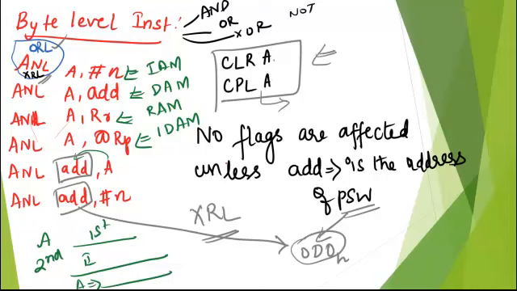So now, in the logical instructions, none of the flags are affected until and unless you're changing the address of the PSW. For example, if I need to access some of the register banks in RAM, I will be changing the register select bits, right? At that time only your program status word will be affected. Otherwise, it won't be affected.